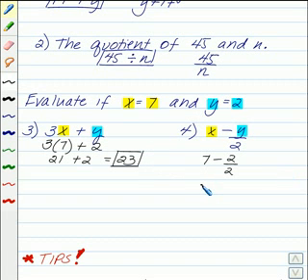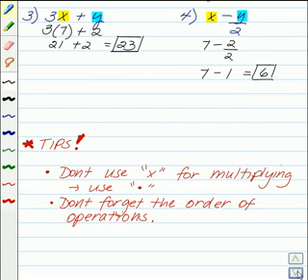Welcome back. I hope you got 7 minus 2 divided by 2, which is 1, and 7 minus 1 is 6. So I hope you got 6 for your answer as well. So that's all there is to variable expressions. We're going to be writing expressions and evaluating expressions. And remember that you write division as a fraction, or this way, and a number next to a letter means that you're multiplying.